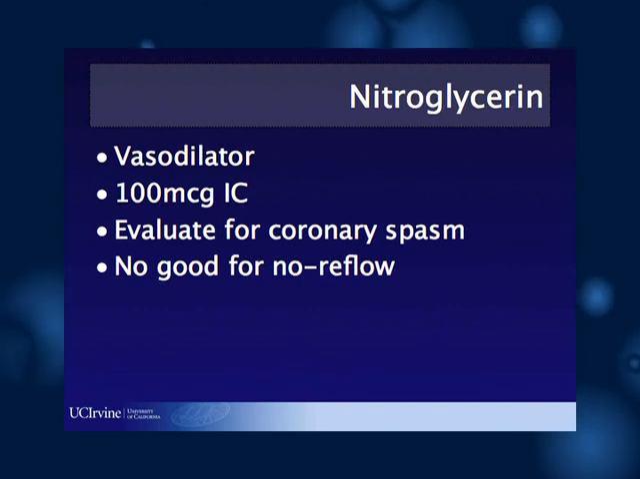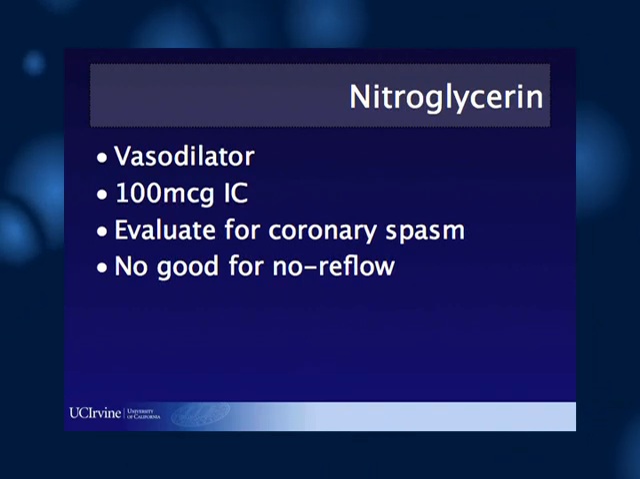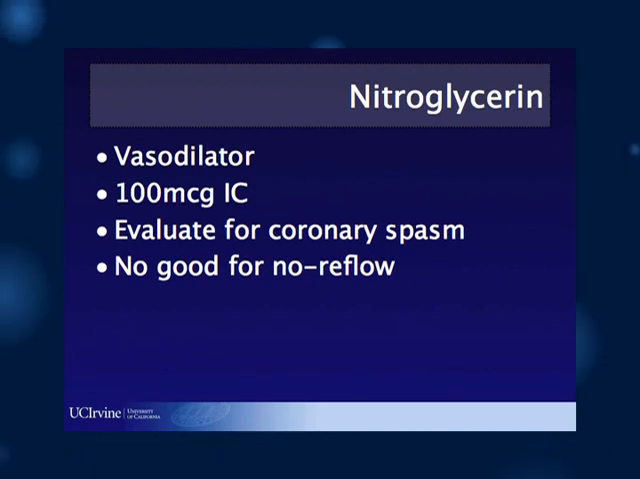Nitroglycerin is a common vasodilator used in the cardiac cath lab. It is given to relieve ischemia and reduce coronary spasm. Doses between 100 and 200 micrograms are commonly given intracoronary.